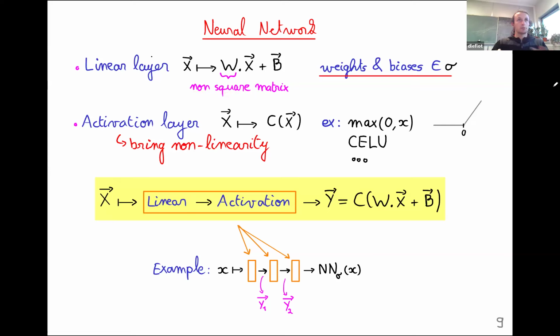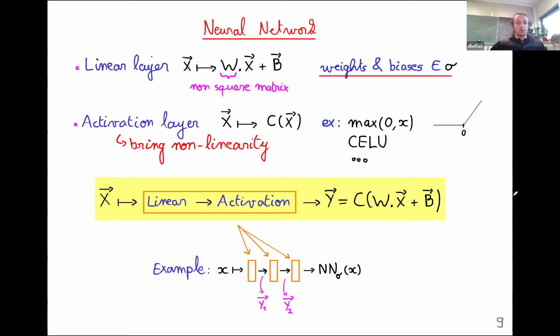The other kind of layer used to construct the neural network is the activation layer. It applies an activation function to the input vector element-wise. Its role is to bring nonlinearity to the neural network. There are many possible choices for the activation layer. The most commonly used is the ReLU function, which is a max between 0 and x. In our case, we used the CELU function, but I will skip the details there.